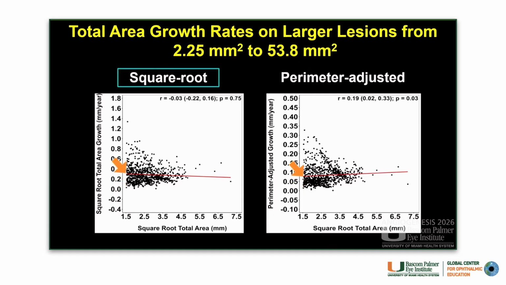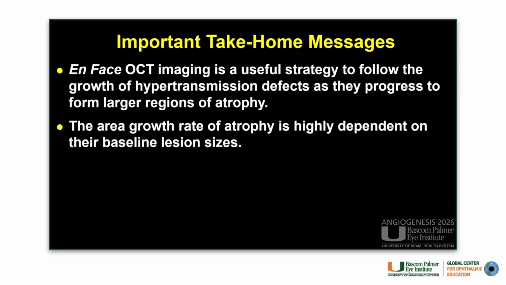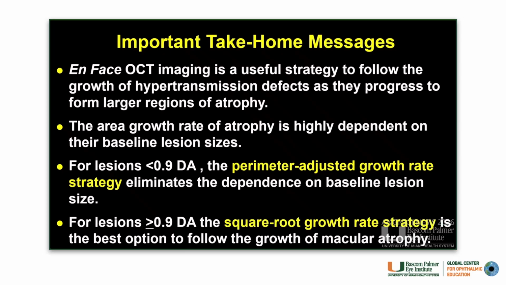So in summary, MFAS OCT imaging is a useful strategy to follow the growth of hypertransmission defects as they progress to form larger regions of atrophy. The area growth rate of atrophy is highly dependent on the baseline lesion sizes. For lesions smaller than 0.9 disc areas, the perimeter adjusted growth rate strategy eliminates the dependence on baseline lesion size. But for lesions larger than 0.9 disc areas, the square root growth strategy is the best option to follow the growth of macular atrophy. Thank you so much for your attention.